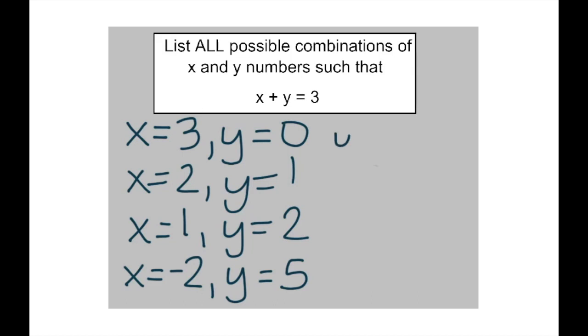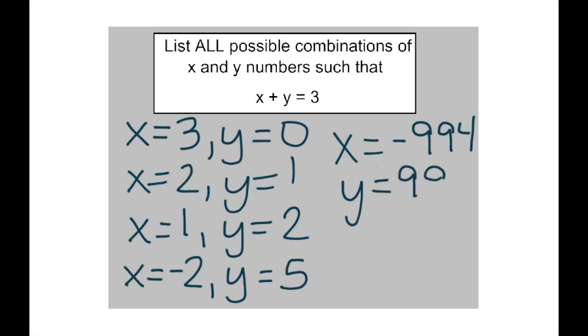What about x equals negative 994 and y equals 997? Would that also equal 3? So my question is, and the reason why I threw up that last one is, could we keep going on this forever? What about x equals 2.5 and y equals 0.5? Would that add up to 3? So we've got lots of different numbers here that would work.